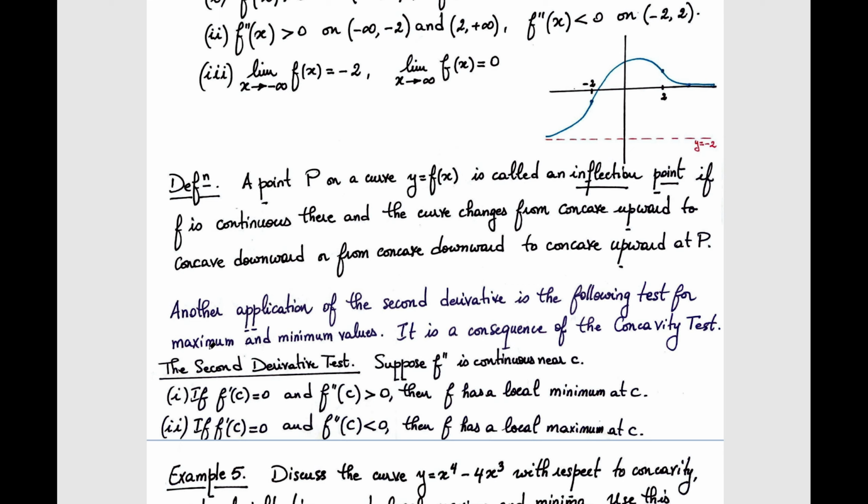The following test gets the maximum or minimum values of a function. It's a consequence of the concavity test. Think of this as a partial converse of Fermat's theorem. Remember, Fermat's theorem says that if a function has a local maximum or local minimum at a number, then that number must be a critical number, right? And there are two types of critical numbers, as we discussed before.